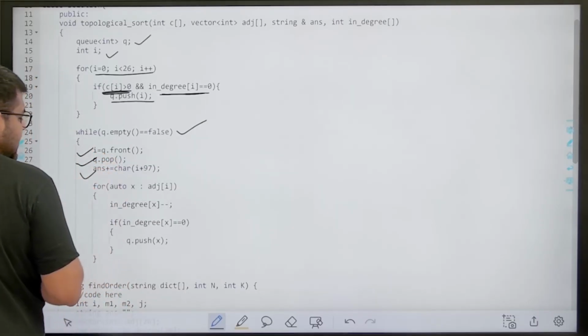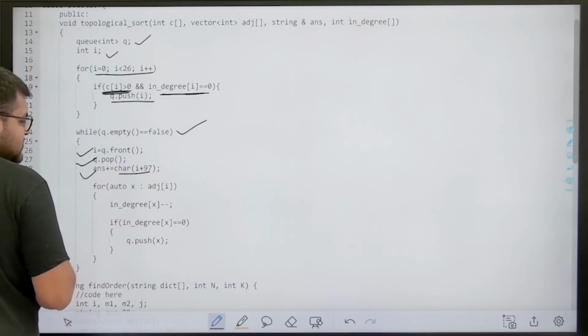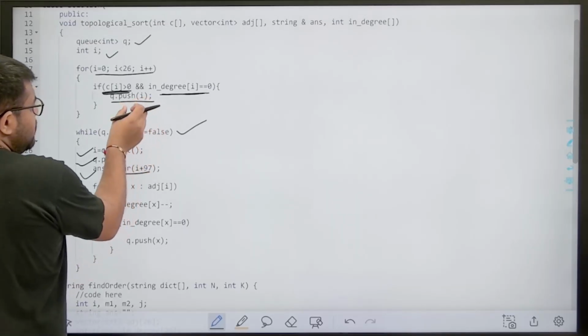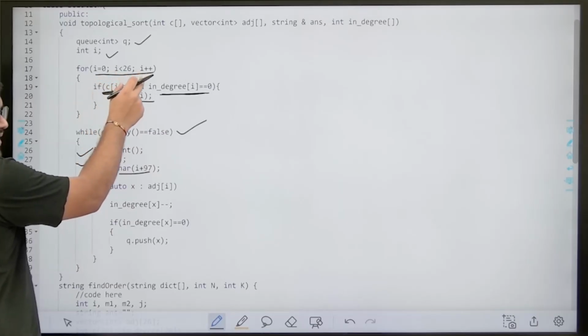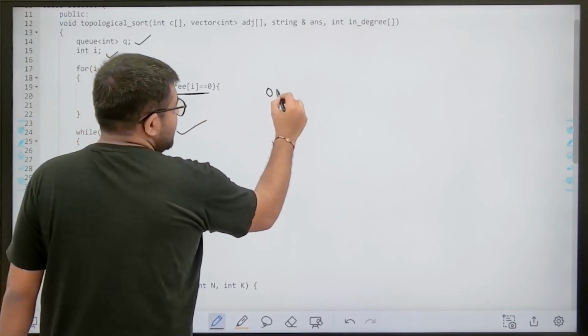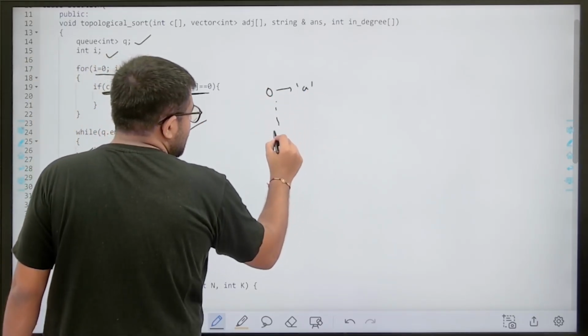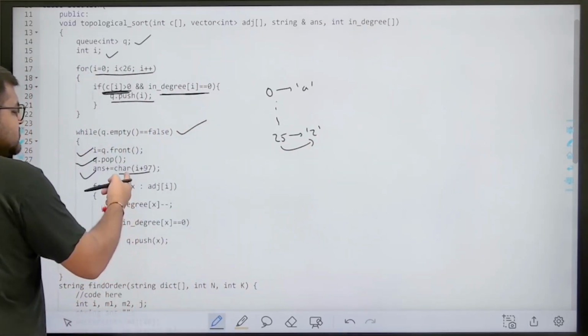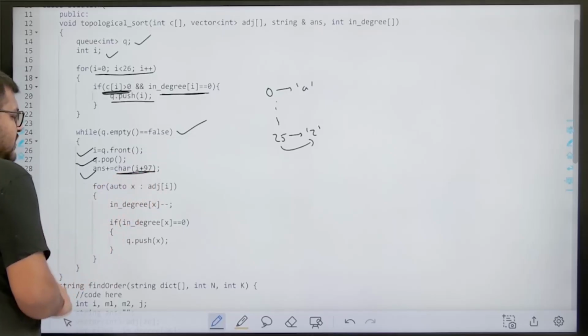Now as I said, during the process, while queue is not empty, take the first element, pop it out, add it to the answer. So answer plus character of I plus 97, right? Because in the queue I have pushed the value from 0 to 25, right? So 0 basically, as I said, represents A, and up till 25 represents small z. So I need to convert it back. So that is add 97 and convert it into character format.